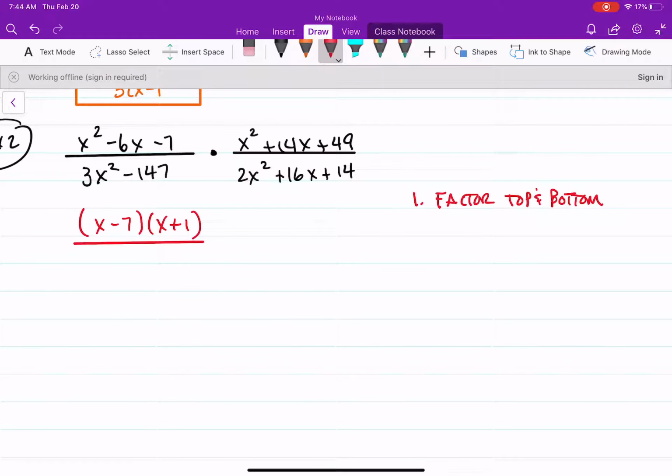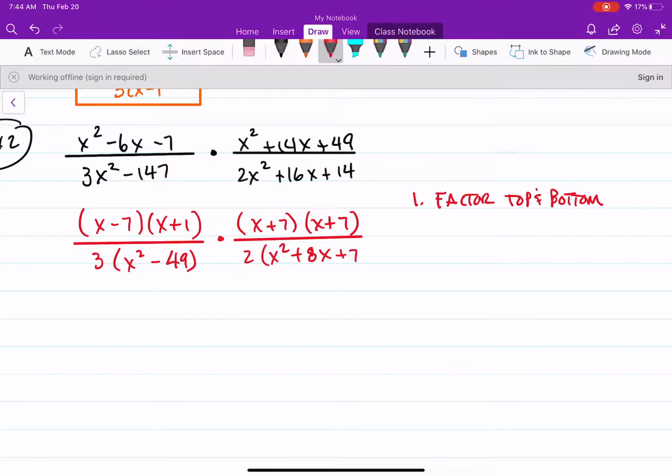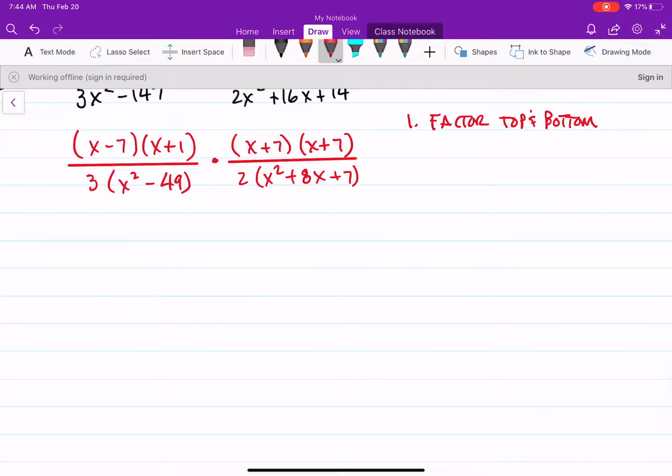On the bottom, you have a GCF of 3, leaving x squared minus 49, times. The top here, if you do your AC method, will be x plus 7 times x plus 7. On the bottom, you're going to have a GCF of 2, leaving x squared plus 8x plus 7. So clearly we're not done factoring, because we have the difference of two squares on the left side, and we got a trinomial on the right side, the bottom right. So we've got to go through the AC method there.